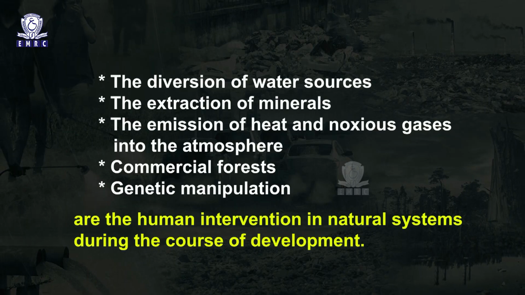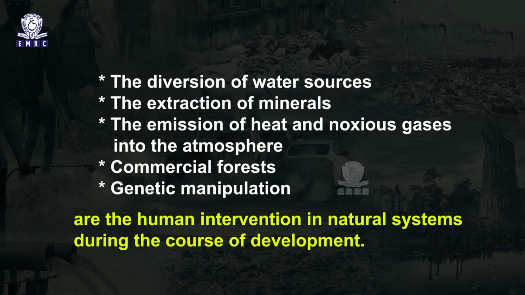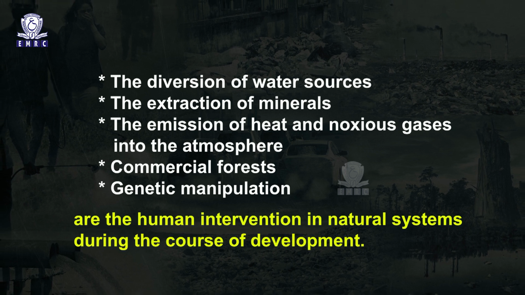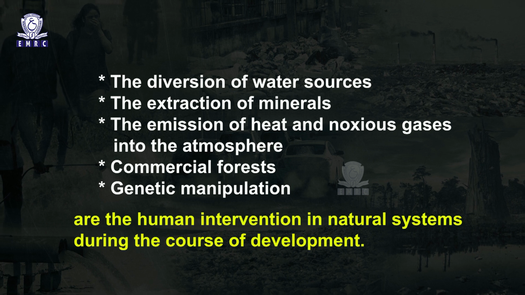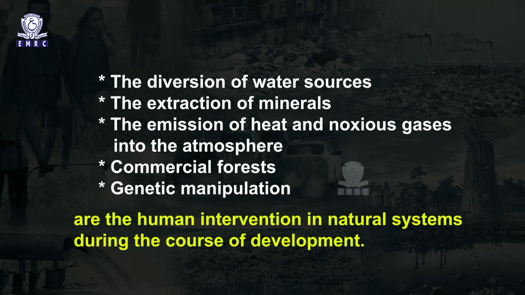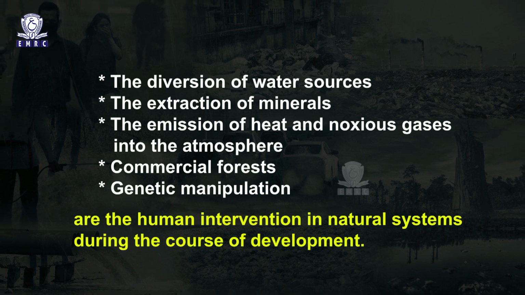A society, in order to meet the needs of its people, may compromise the future by over-exploiting resources. The direction of technological developments may solve some problems but lead to even greater ones. Large sections of the population may be marginalized by ill-considered development. The diversion of water sources, the extraction of minerals, the emission of heat and noxious gases into the atmosphere, commercial forestry and genetic manipulation are human interventions in natural systems during the course of development.